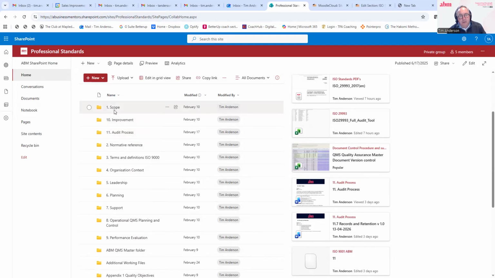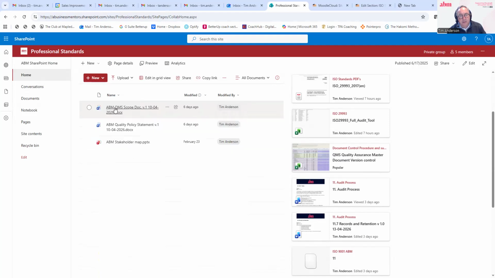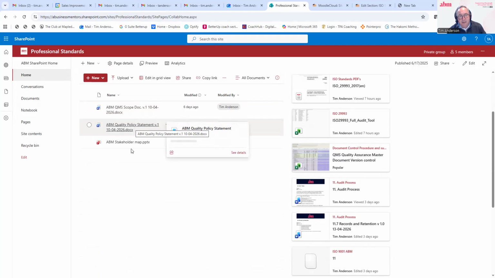But looking in the scope document, if I come into the scope and click on scope, you'll see that there's a quality policy statement. This, as we record on the 16th of the 4th, is still waiting for sign off from our CEO and our new chair. Hopefully, there won't be too many changes to that, but it doesn't matter if there is. This is the organisation's documentation, not Tim Anderson's.